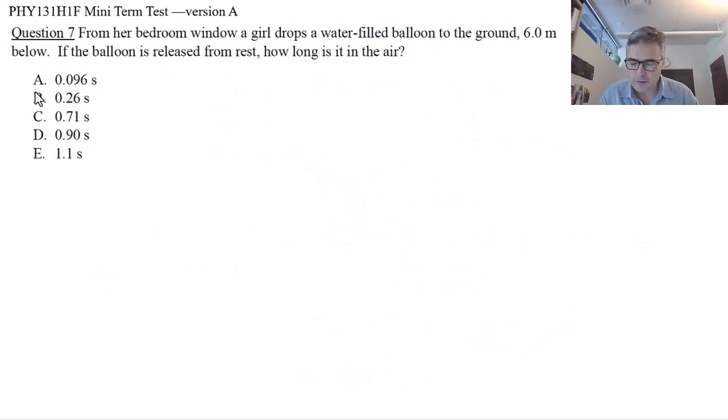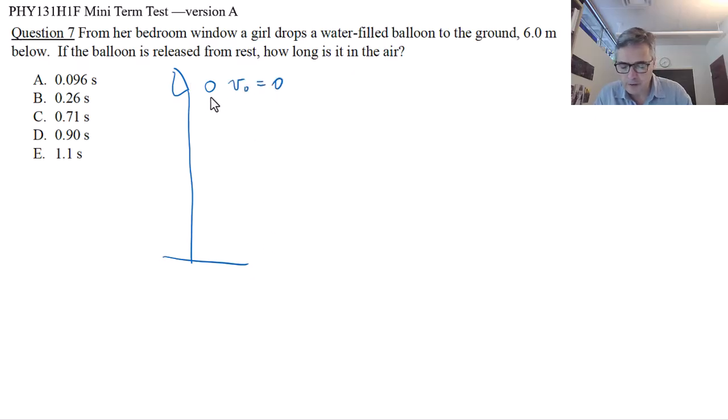Question 7. From her bedroom window, a girl drops a water-filled balloon 6 meters below. So there's the window, there's the balloon. If the balloon is released from rest, so v0 equals 0. It goes down this distance. This total distance is 6.0 meters. I'm going to define that. How long is it in the air? So t equals question mark.